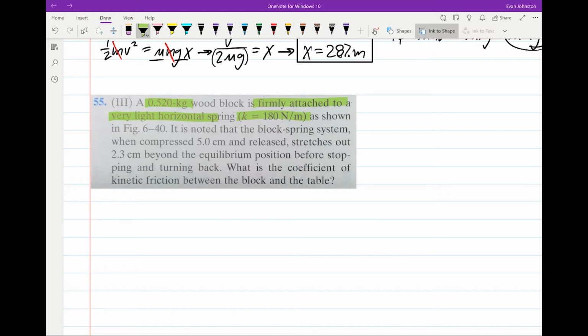I don't have the figure here. We can just kind of draw or sketch it a little bit. And it's noted that the block spring system is initially compressed 5 centimeters, and then it's released, and it stretches out 2.3 beyond equilibrium before stopping and turning back. And so we're being asked here, what is the coefficient of kinetic friction?